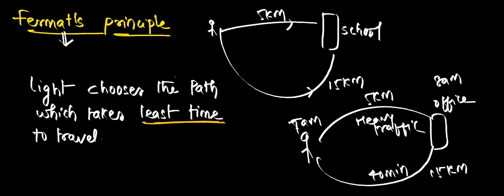The same case here, when you take light, different paths are available, but which path will be selected by the light? The one which takes the least time to travel. There are derivations in your book, but they are not needed because your exam is only objective, so I don't want to waste time discussing the derivations. I'll tell you the concept from the exam point of view. So is this clear? Fermat's principle: light chooses a path which takes the least time to travel.